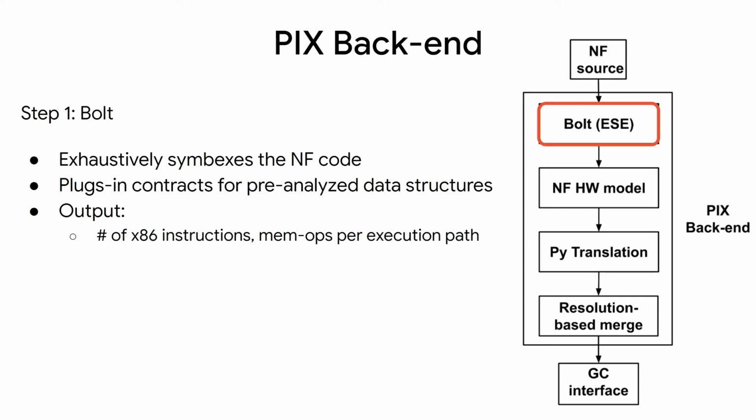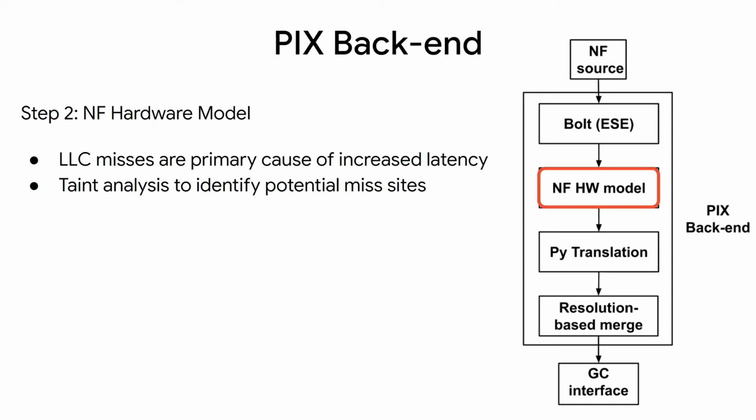So we can pre-compute the performance contracts or interfaces for these data structures once and simply reuse them across NFs. The output of this stage is basically the number of instructions and memory operations per execution path through the NF. The next stage is the NF hardware model. And the idea here is fairly simple.